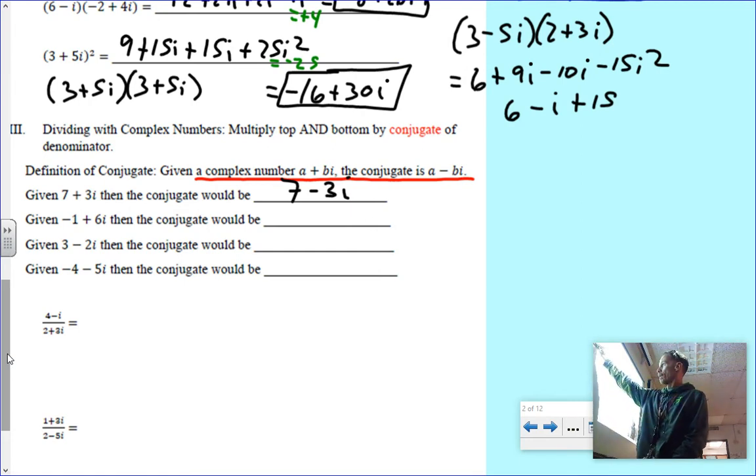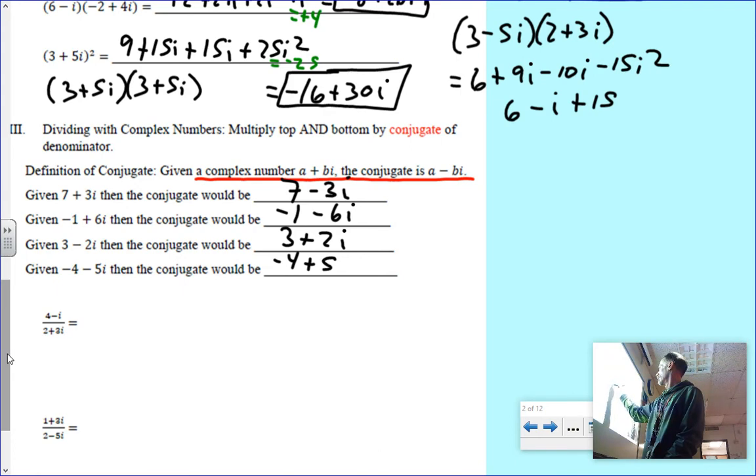Okay? So if you want to write these other conjugates down real fast, what's the conjugate of negative 1 plus 6i? Negative 1 minus 6i. 3 minus 2i, conjugate, 3 plus 2i. Negative 4 minus 5i, negative 4 plus 5i. You only change the sign of the imaginary part.